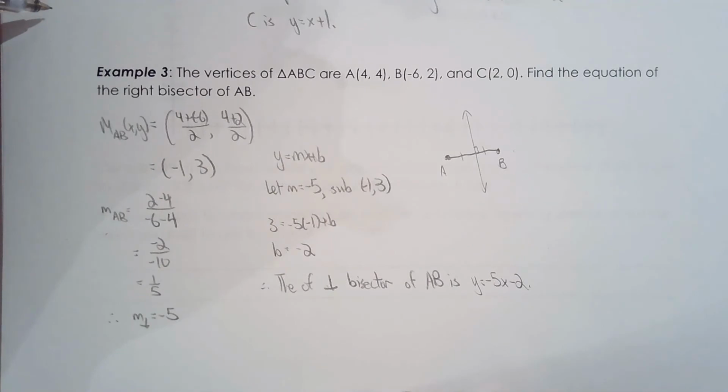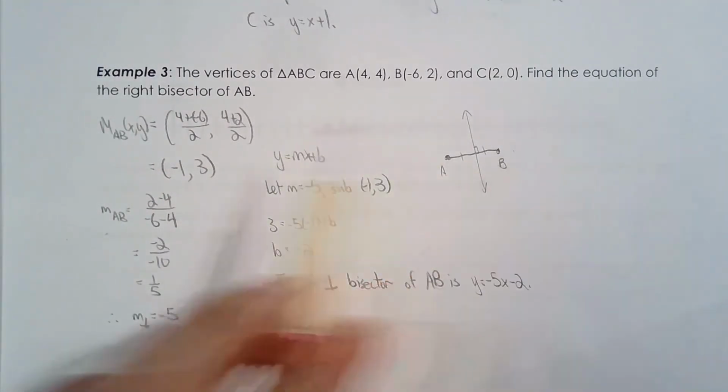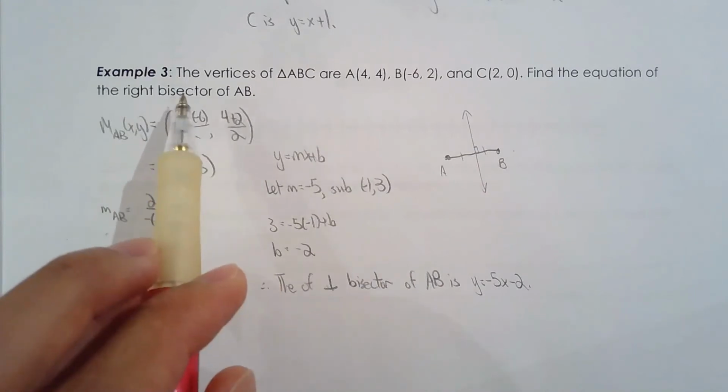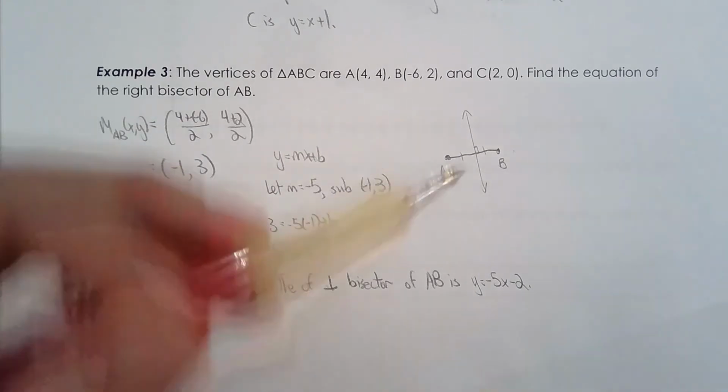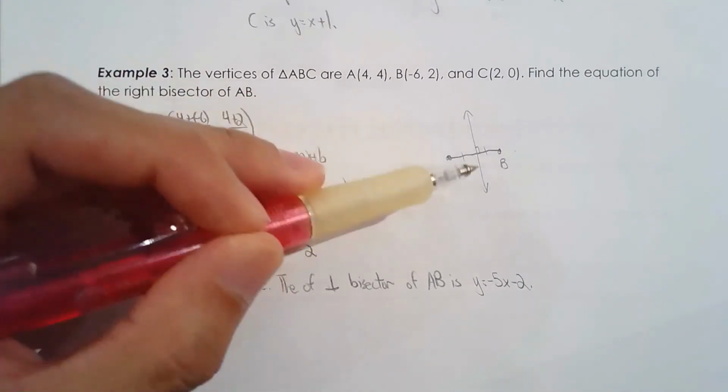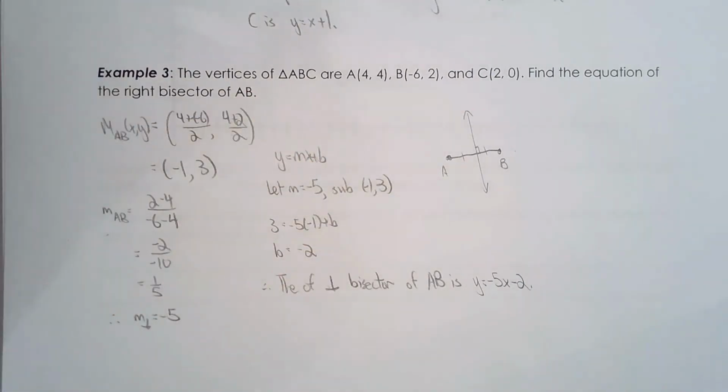Okay, there we go. So just a small little point here about the right bisector. Like I said, the right bisector of a line segment is not a line segment. It's a line. So that's why we don't say "containing" blah blah blah. It's just the right bisector of AB is y equals minus 5x minus 2, because your right bisector is a line as opposed to a line segment, which the altitude and the median is.